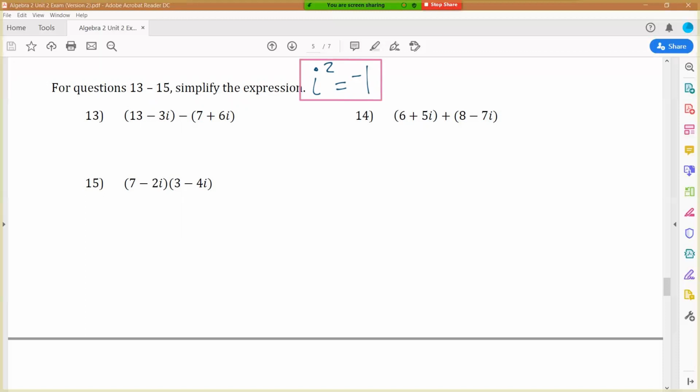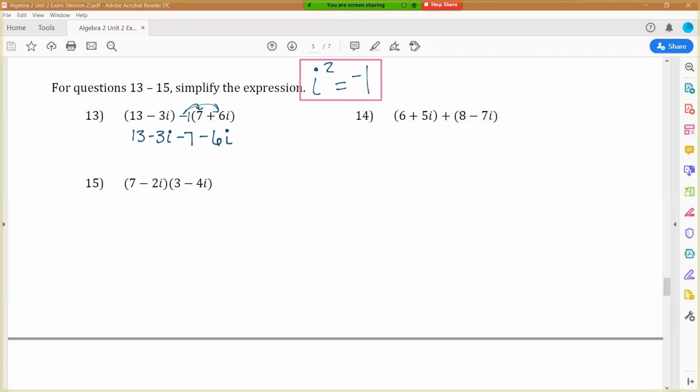Because when I look at question 13, I have a subtraction problem. So I want to distribute, that's like a negative 1 sitting out front that I want to distribute. So I'm going to leave the first set of parentheses 13 minus 3i. When I distribute, -1 times 7 is -7. -1 times 6i is -6i. And then all I need to do is combine like terms.